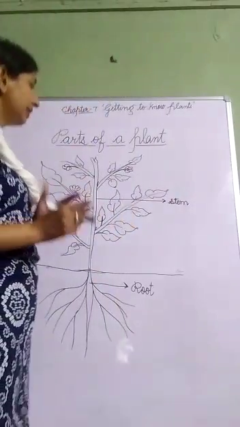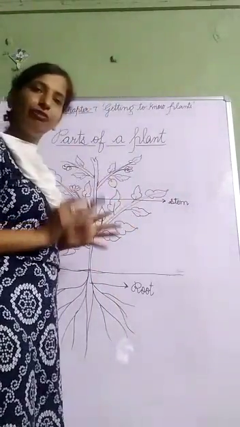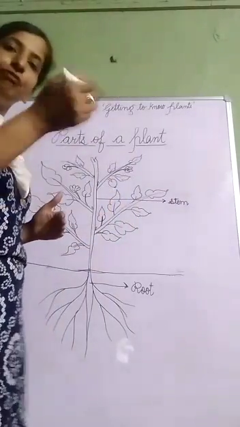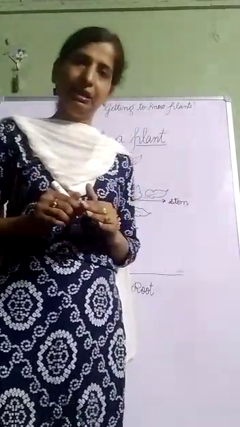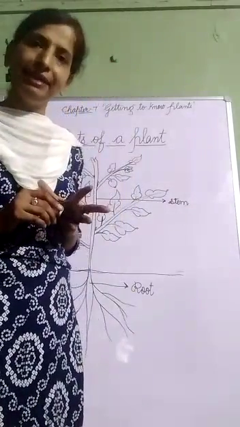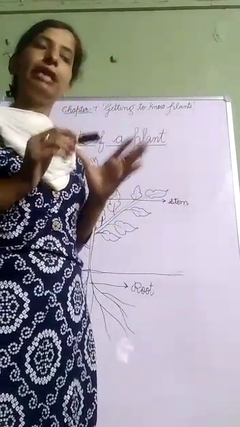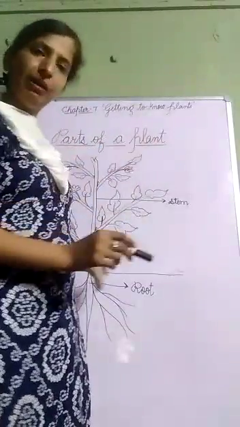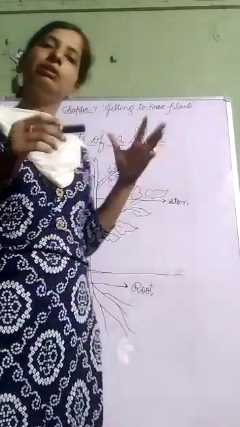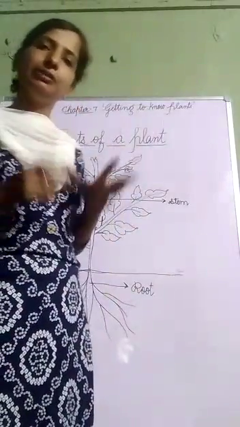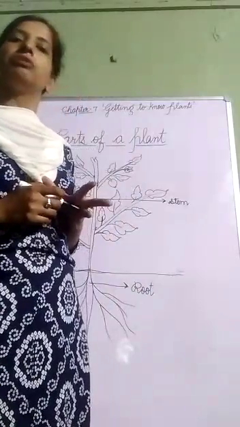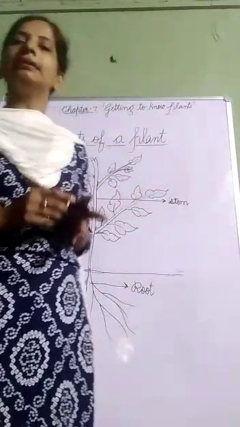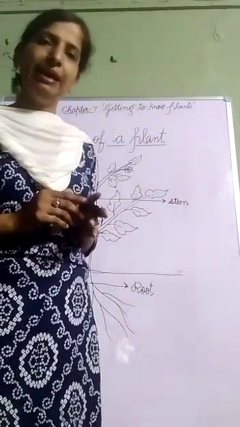You all are aware that leaves prepare food for the plant. Stem also helps in conducting that food which is prepared in the leaf. Food is prepared in the leaves of a plant. So food that is prepared in the leaves is conducted to all parts of the plant, to root also. Root is also a living part of the plant. So the cells of root also require food. So food that is prepared in leaf is conducted to all parts of the plant by stem.